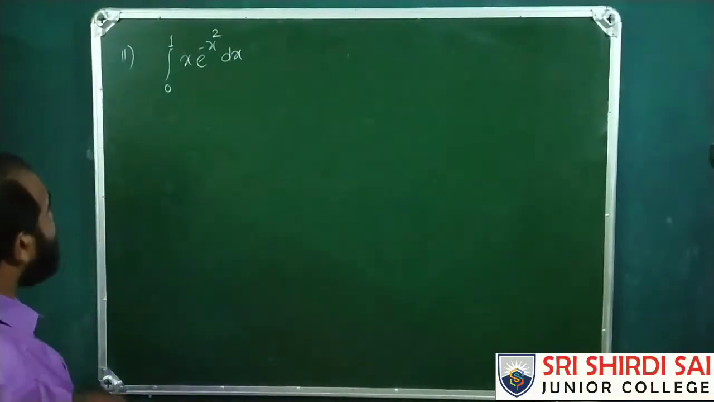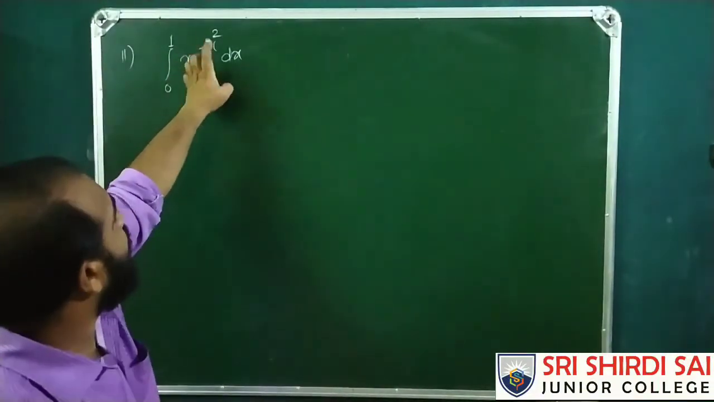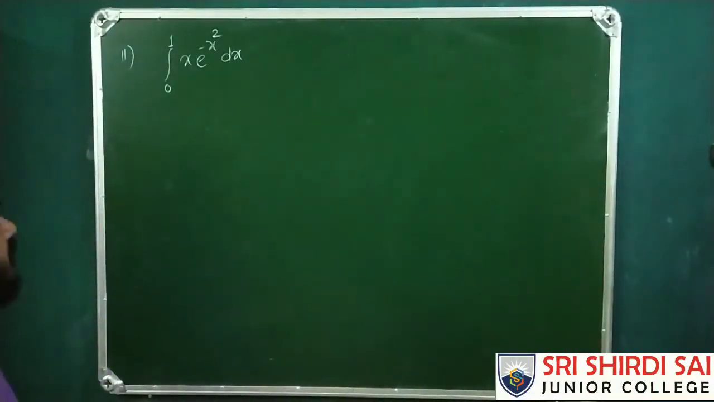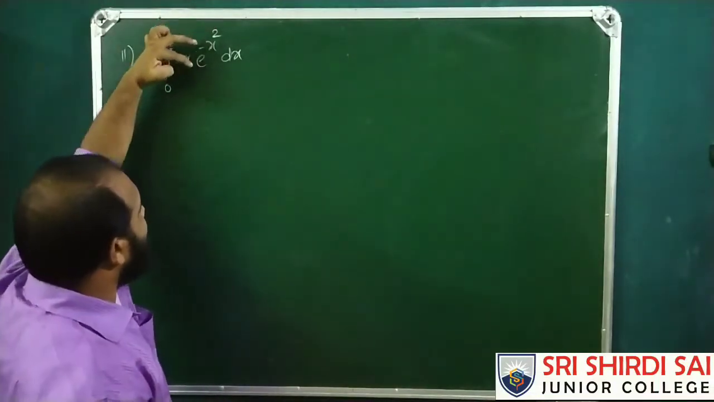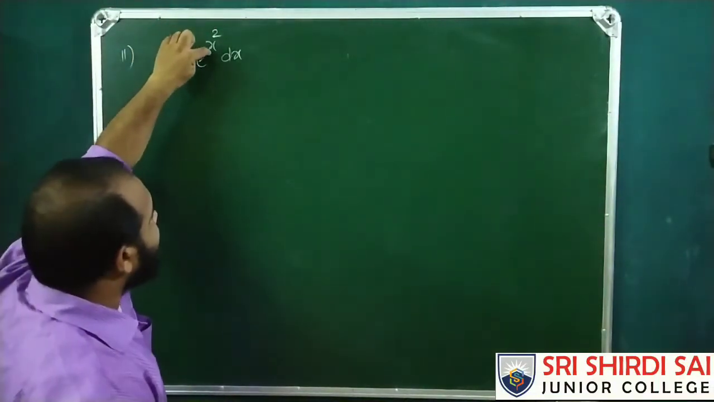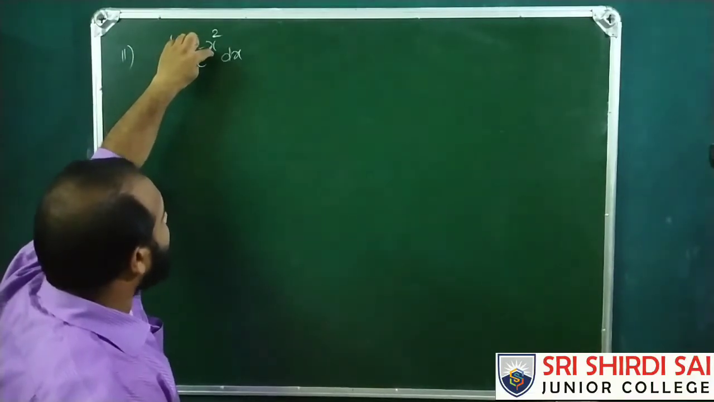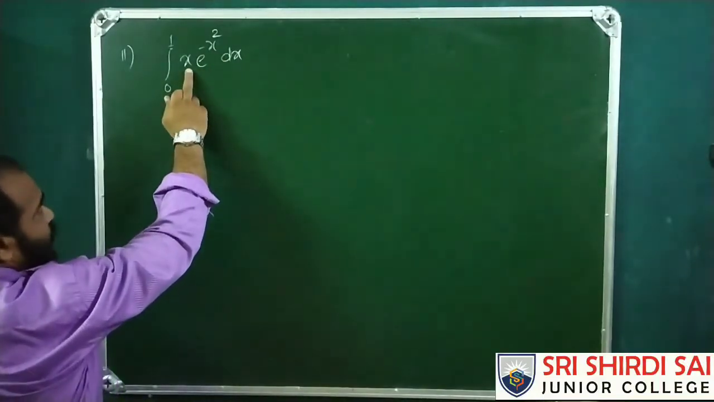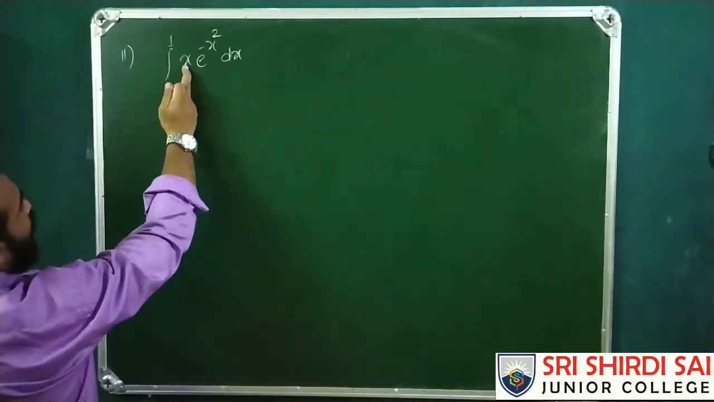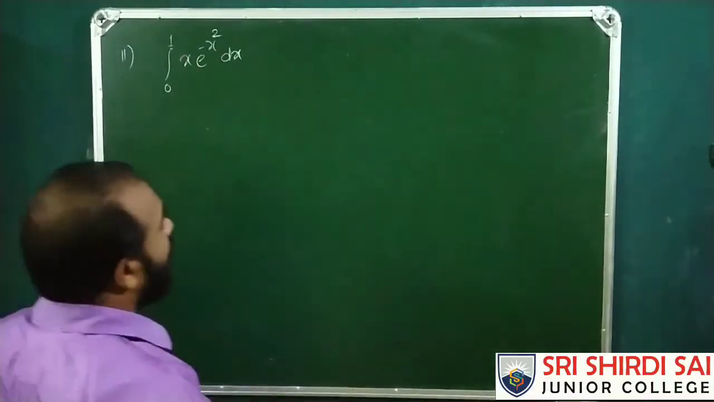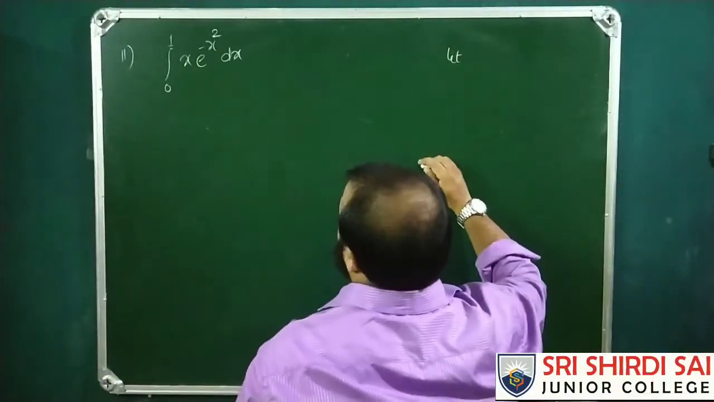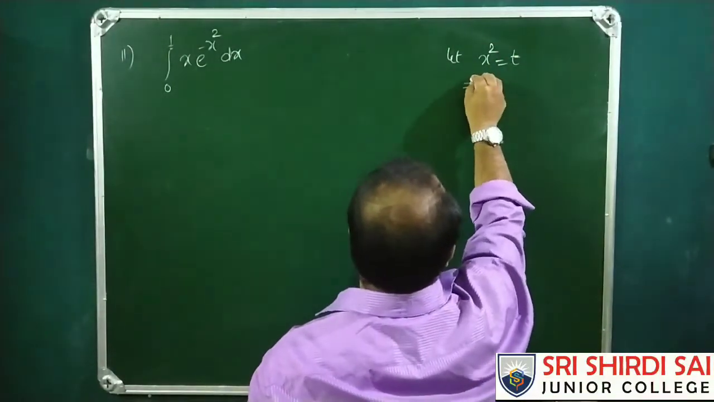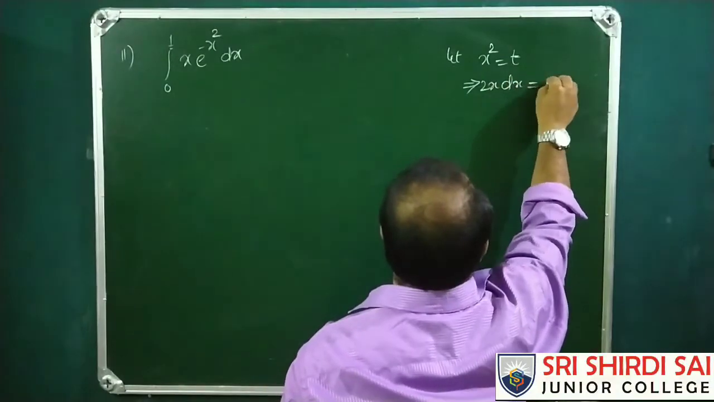The next question is the integral from 0 to 1 of x into e power minus x square dx. So we can go for the substitution, because here x square is there and x is there. If we take x square as the function t, then its derivative is 2x. So here x is there, so we need to have an adjustment. So let x square equal t. The derivative of x square is 2x, so 2x dx is equal to dt.